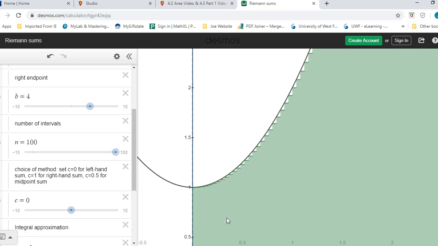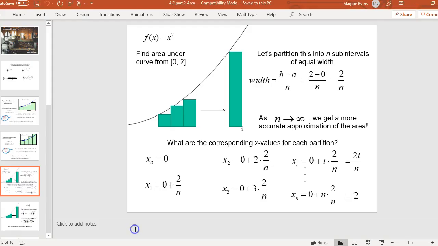And hopefully this makes you think of the idea of a limit, right? That's what a limit is. If we take the limit as the number of rectangles goes to infinity, theoretically we should get the exact area under the curve. And that's what we're going to do. So let me go back to the PowerPoint here, and let's take a look at that.